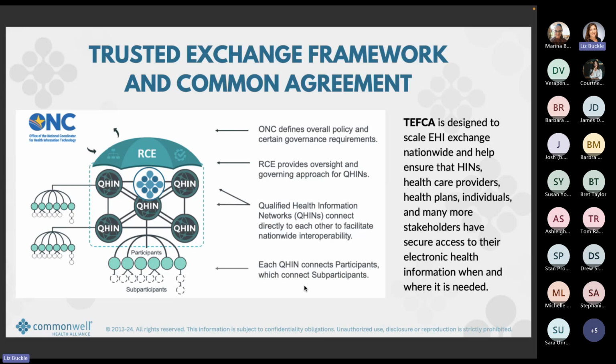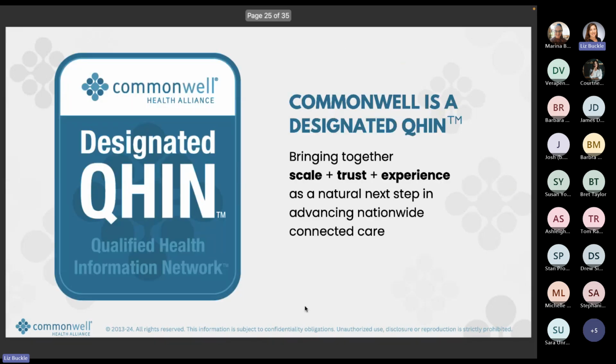If you think about the foundation of what CommonWell has done over the past decade, it really lends itself very nicely to what TEFCA is working to accomplish. Because of that, it was a natural step for us to become a QHIN, and we received that designation earlier this year. We've been working very closely with our new technical service provider, LK, and our members to bring them up on this new platform. It's a combination of our experience, the scale that we've been able to grow to, and trust that has allowed us to get to this point, and it was a natural next step that was necessary for us to take.